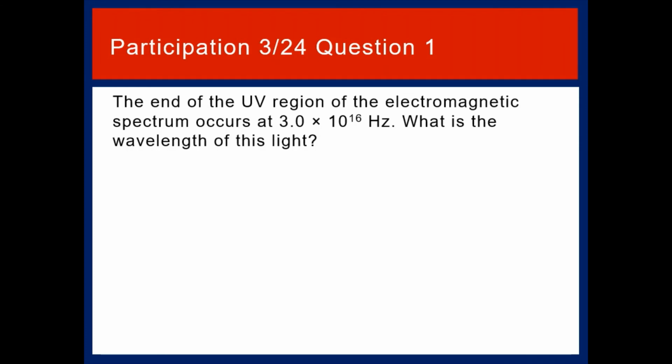Now it's your turn. Question 1 for participation 324. The end of the UV region of the electromagnetic spectrum occurs at 3.0 times 10 to the 16th Hertz. What is the wavelength of this light? This is the first question for participation 324, due Wednesday, March 24th at 11:55 p.m. over on Blackboard. Link to the assignment is right below the links to these videos.